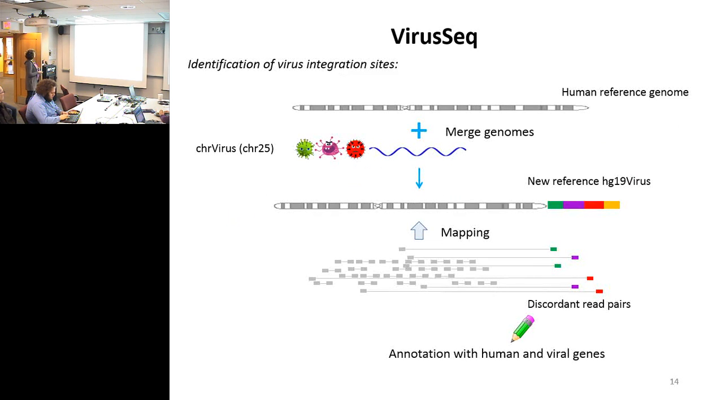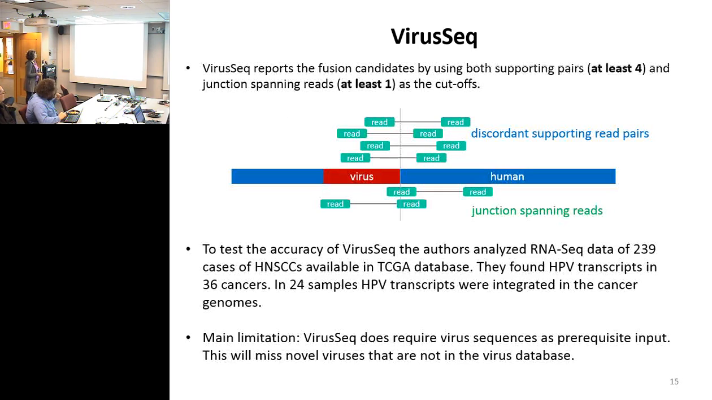And the second stage is identification of virus integration sites. Here the first step is to merge the human reference genome and chromosome virus, or chromosome 25, which presents concatenated sequences of all viruses detected in the previous step. To this new reference, which they call hg19-virus, raw reads are mapped again, without computational subtraction this time. Those reads which were mapped to the human genome with one end and with the other end to chromosome 25 were called discordant read pairs. And then they are annotated with human and viral genes. VirusSeq is used for reporting fusions.